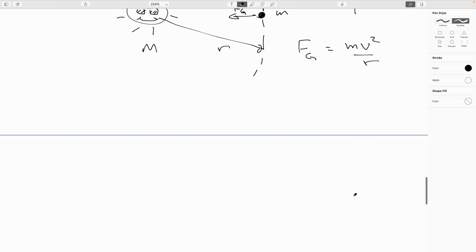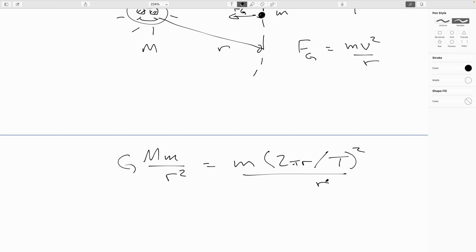Okay. Now for this, we're going to need Newton's law of universal gravitation here. So F sub g we'll write as G big M little m over r squared. And this will equal m times the velocity squared over r. Now the velocity, since we're going in a circle, we can write as the distance traveled in one orbit, 2 pi r, the circumference of a circle, over the time it takes to do it, the period, big T, all squared, over r.